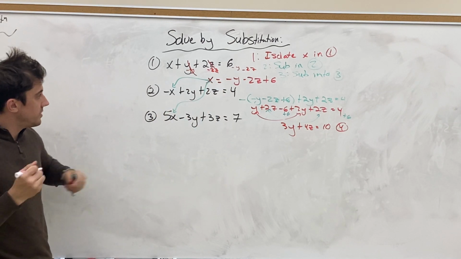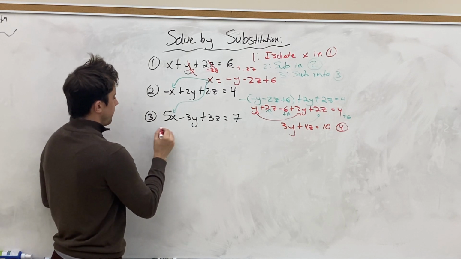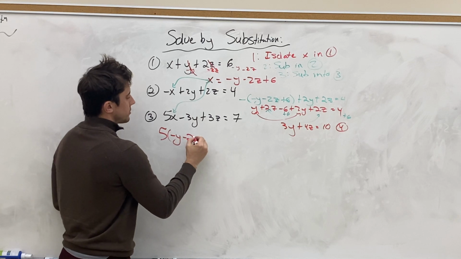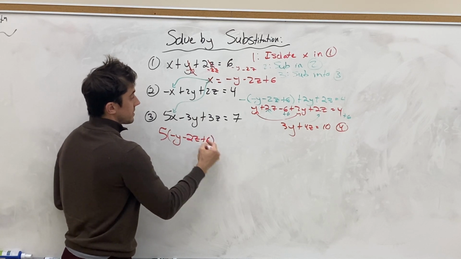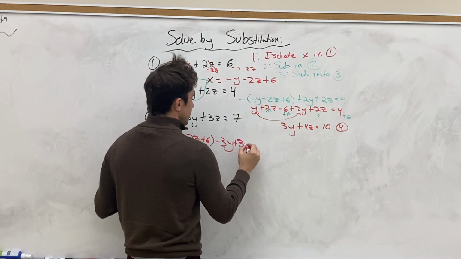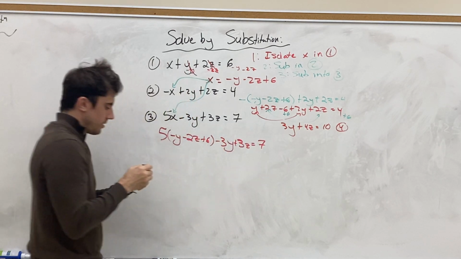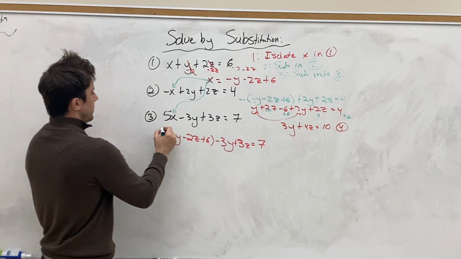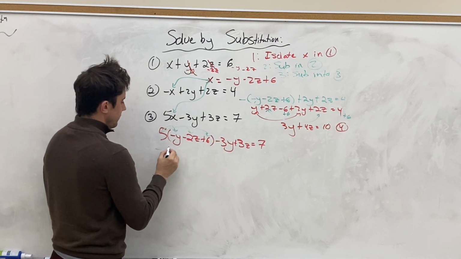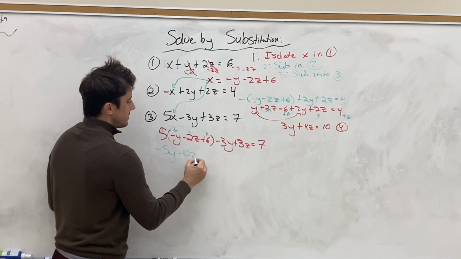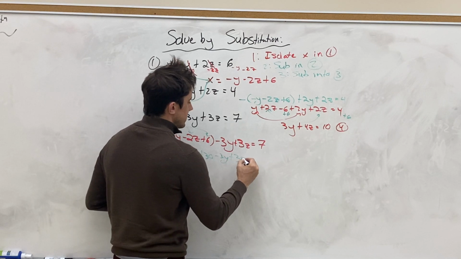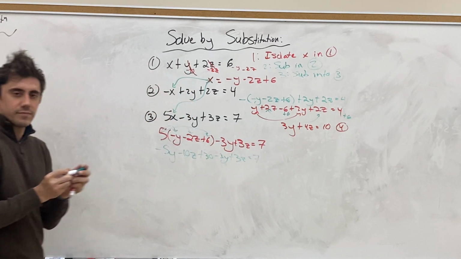And so, in doing so, we're going to get 5 times x is going to be this expression. So negative y minus 2z, 6, and we still have all the rest, plus 3z is equal to 7, right? Now let's clean this up. The 5 multiplies through the bracket always, and so negative 5y minus 10z plus 30 minus 3y plus 3z is equal to 7, right?